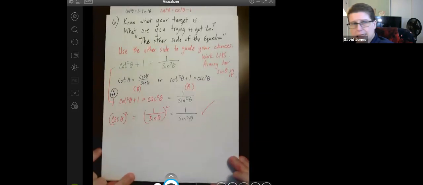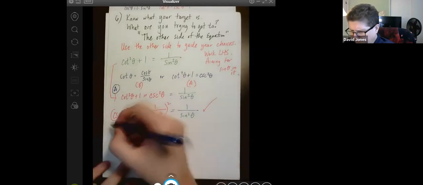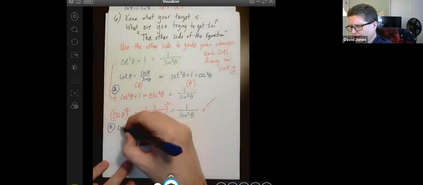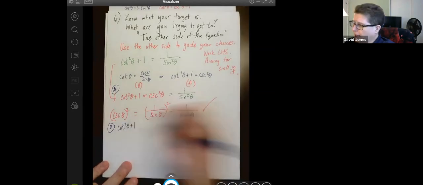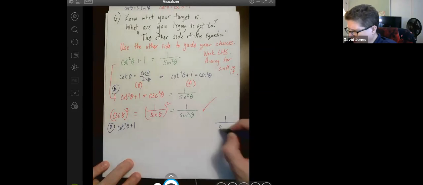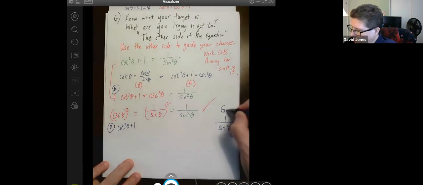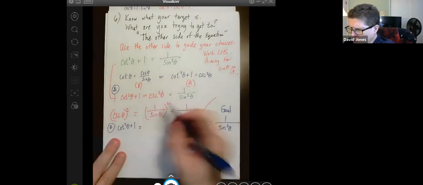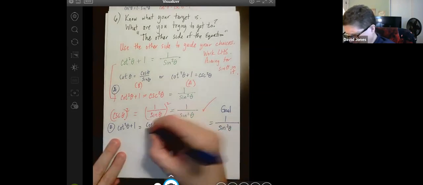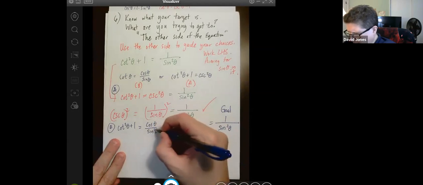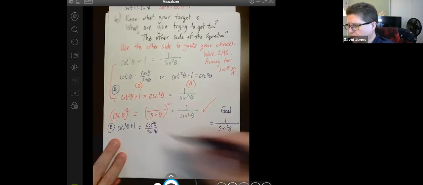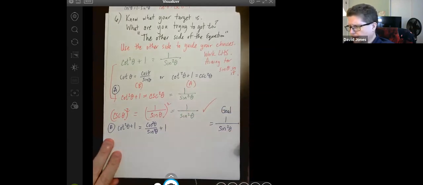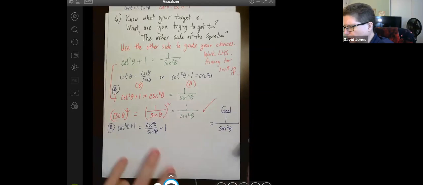Can I get there with B? So I've got cotangent squared theta plus 1, and my goal is 1 over sine squared theta. I'm going to use cosine theta and sine theta, and it's squared, so each of these is squared, plus 1. Now I've got sine squared theta.